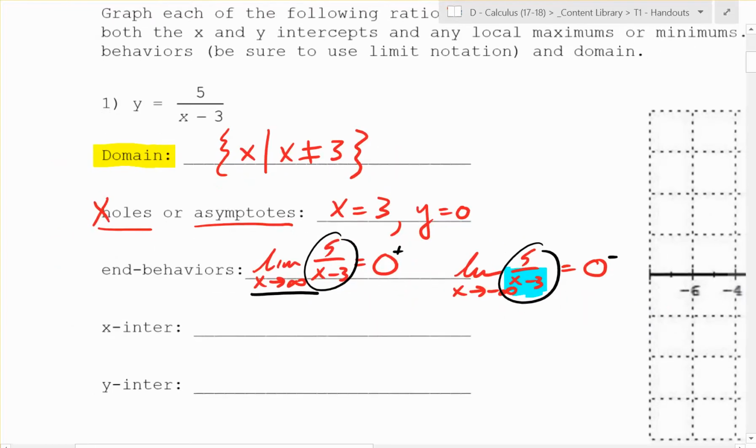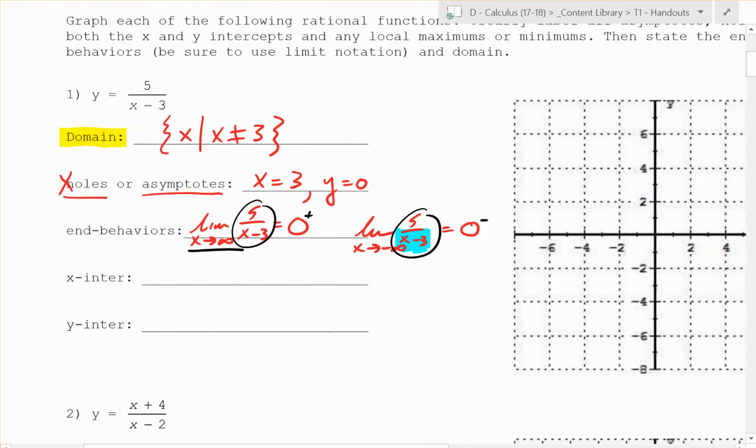What about the x-intercept? The x-intercept is going to be when y is 0. Is it possible for 5 over x minus 3 to equal 0? No, it's not. So there are none. You can also get a hint because the horizontal asymptote is y equals 0. You're never going to touch y equals 0. The y-intercept is when x is 0, so you plug in 0 into this, and you end up with 5 over negative 3. Remember, state your answer as a point, so the y-intercept is (0, 5 over negative 3).